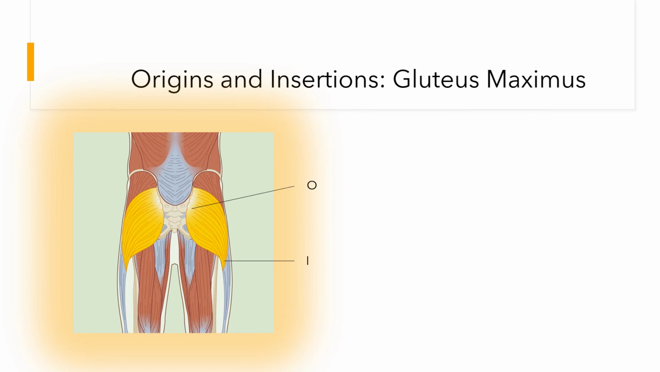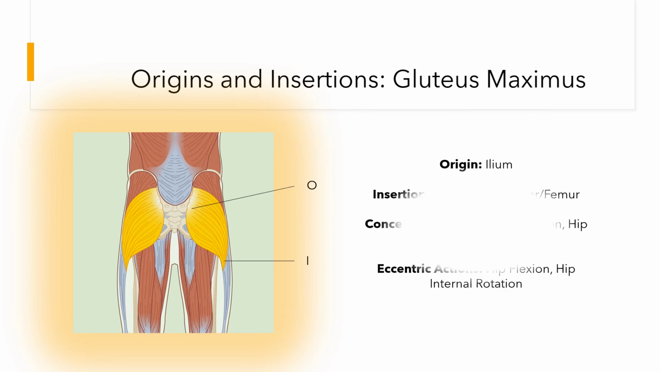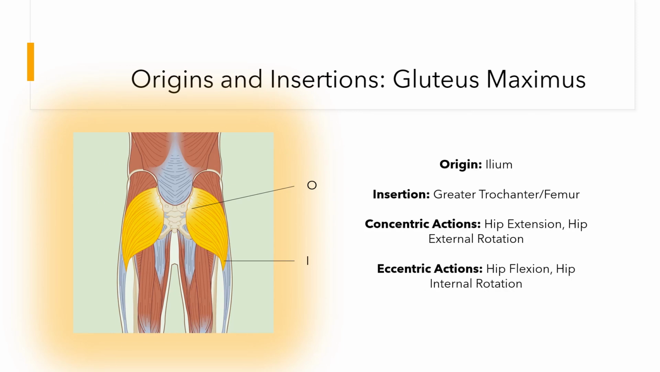Okay, moving on to the glutes. The gluteus maximus, we know, is the biggest muscle of the glutes. It originates at the ilium. The ilium, remember, elephant ears when it comes to looking at the pelvis. It inserts into two places, the greater trochanter, that part on the outside of the hip again, and the femur.